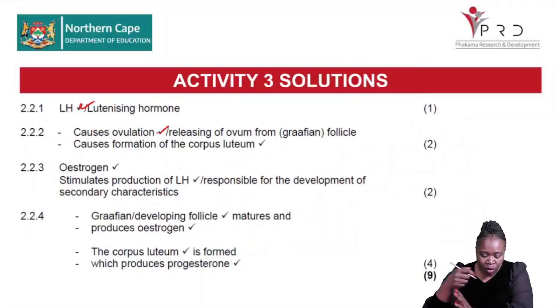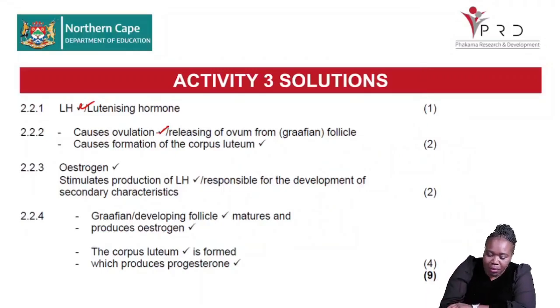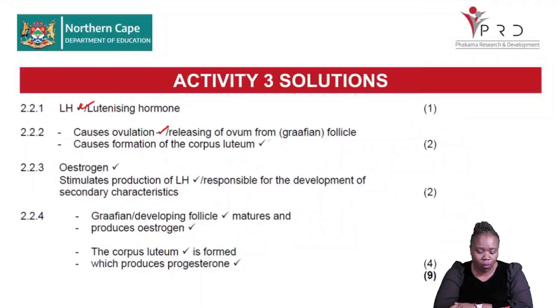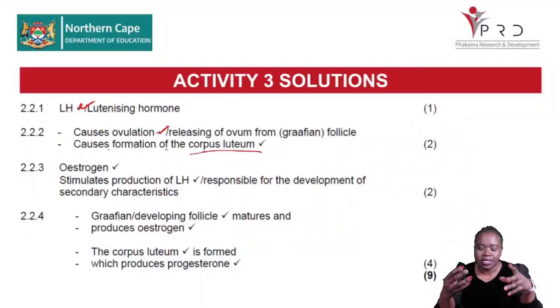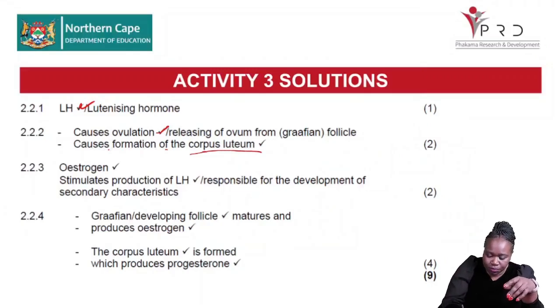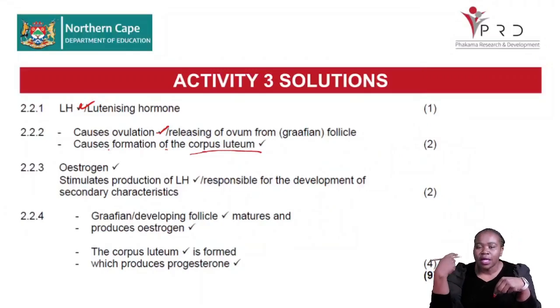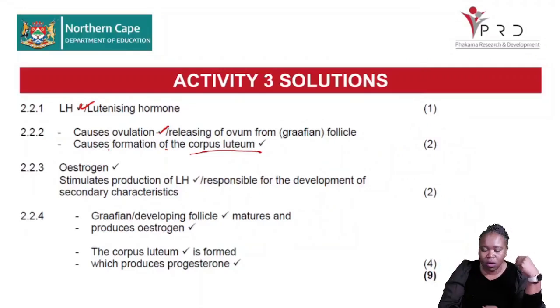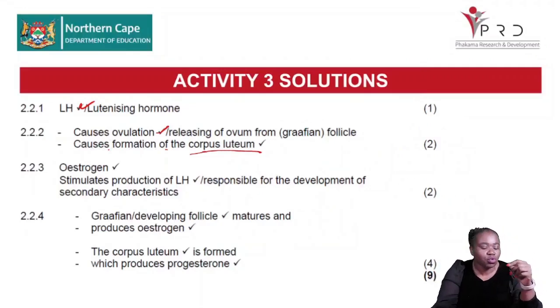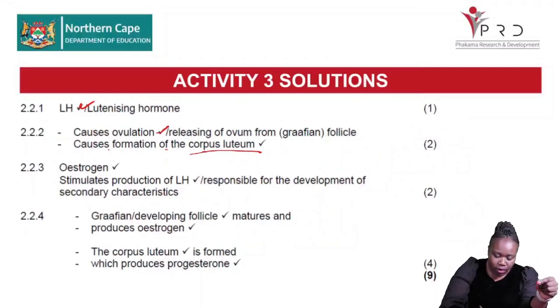2.2.3, name the hormone that causes the endometrium to start thickening from day 7 and state one other function of this hormone. So remember, as the Graafian follicle develops, it releases the hormone estrogen. And what does this estrogen do? It prepares the endometrium for pregnancy, right? So that is what this hormone estrogen would then do, right?